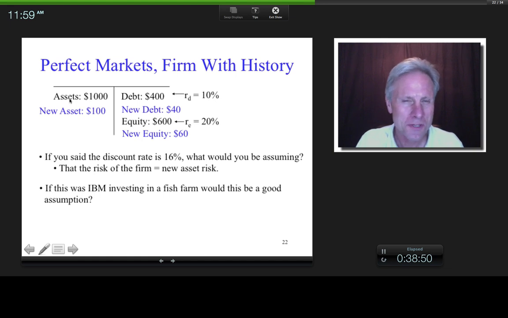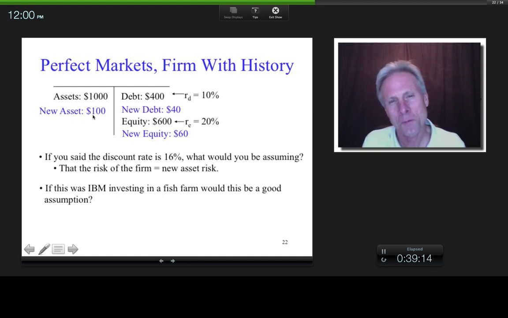Is fish farm risk the same as IBM risk? It isn't, right? So if this were IBM and this new asset was the fish farm, would assuming the discount rate for this fish farm 16%, would that be a good or bad assumption? That'd be a bad assumption, right? And when it came to doing an NPV analysis, if you truly wanted to know whether the fish farm was expected to create or destroy value, would you be wanting to work with IBM risk or fish farm risk? Well, you'd want fish farm risk, right?